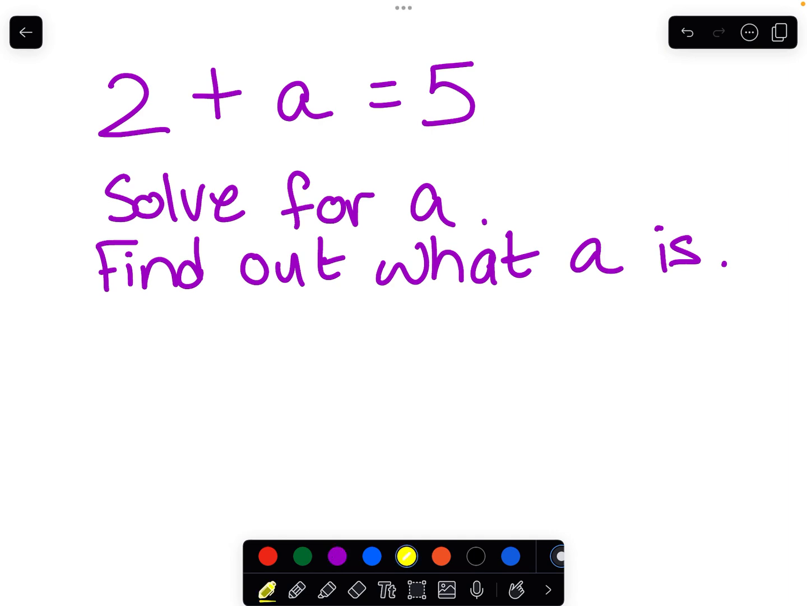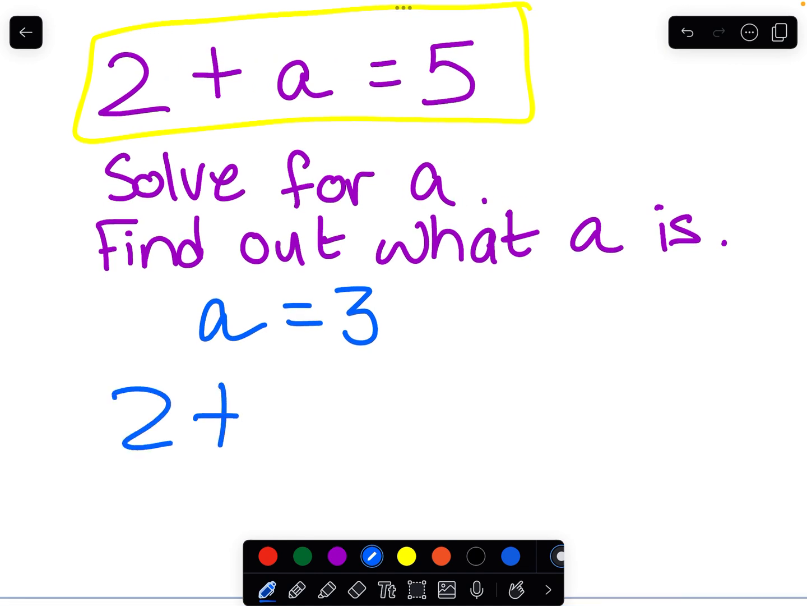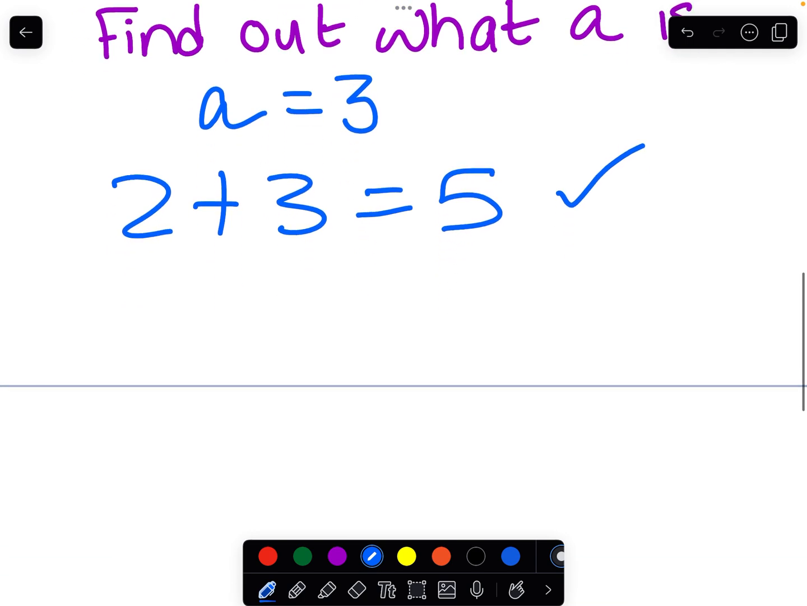Well, let's look at the equation again. 2 plus A equals 5. I happen to know that 2 plus 3 equals 5, so A must be 3. A equals 3. Let me double check by writing it out. 2 plus 3 equals 5. It checks. So that's all that algebra is. It is finding out what the unknown letters stand for.